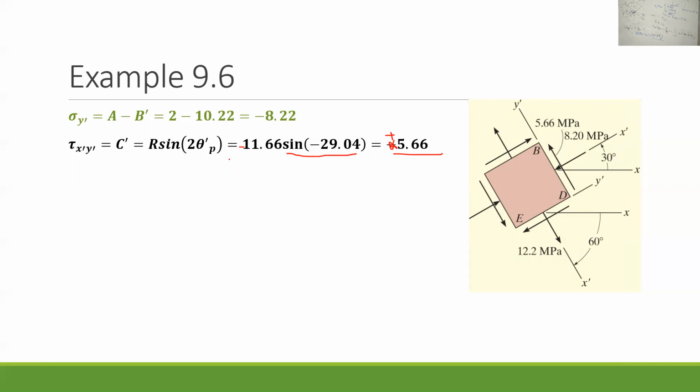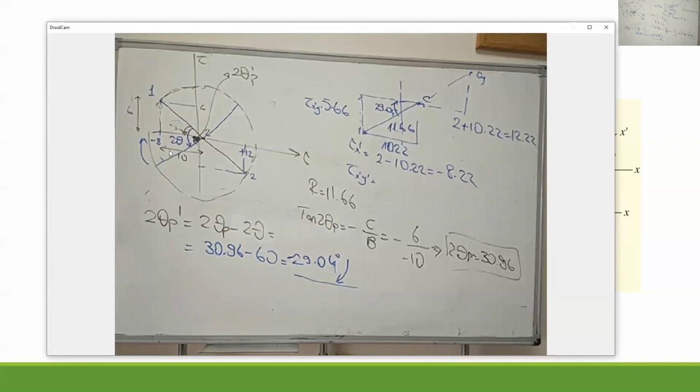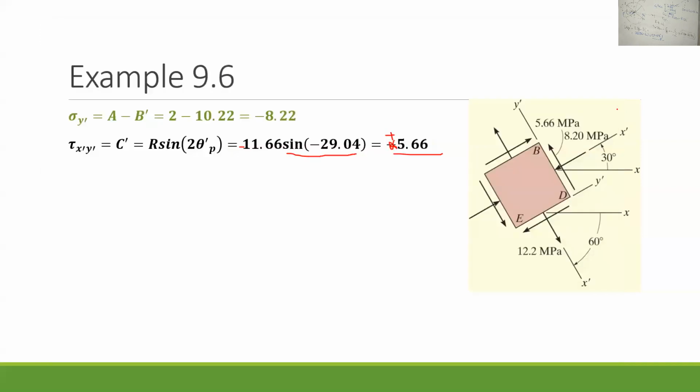Also, by using the Mohr circle strategy, you can easily figure out because the first point is sigma x prime minus tau x prime. So this value is the minus, therefore tau xy should be positive. Therefore, this value is positive 5.66. I hope you understand this question. Also, we have enough time to make more practices.